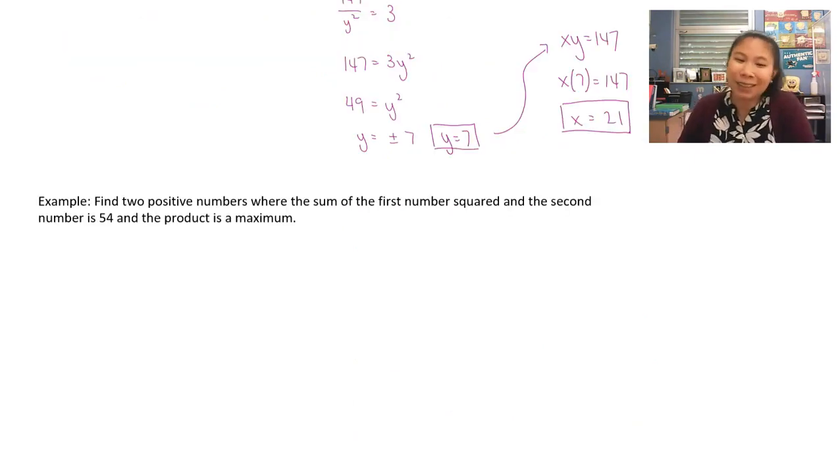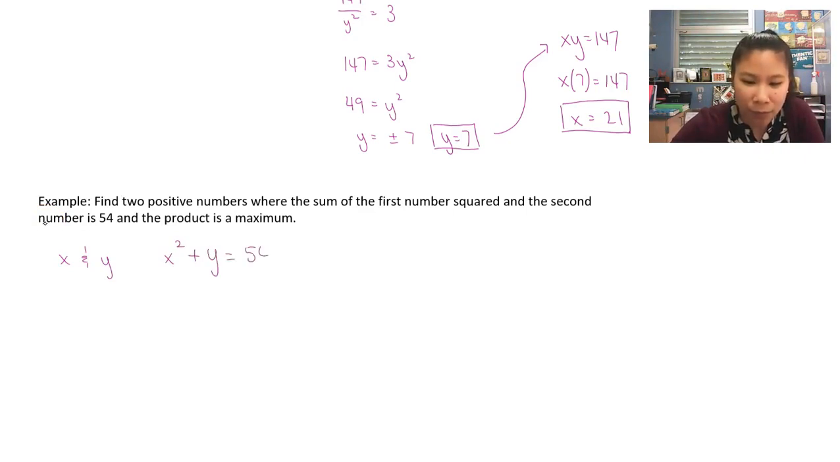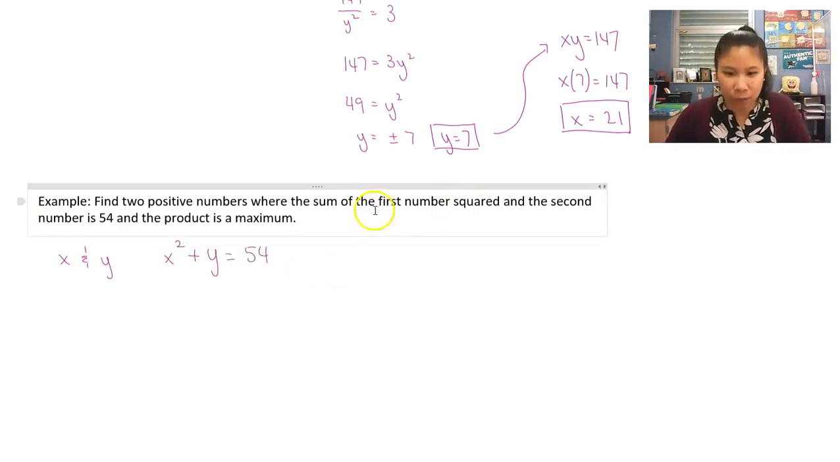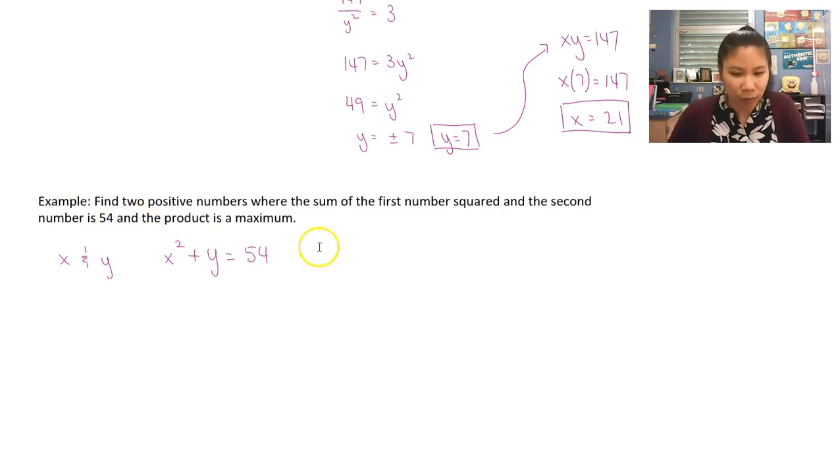My second example is similar. So this time we are still finding two positive numbers. This time the sum of the first number squared and the second number is 54. So let's call my two numbers x and y again. Okay, so the first number I'm calling x, we're squaring it and it's the sum, so I'm adding, and the second number has to equal 54. Then that's my full equation.